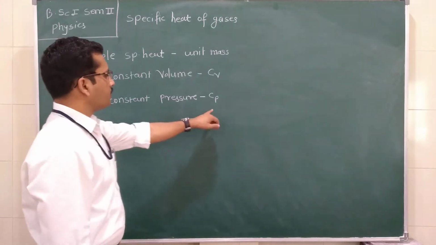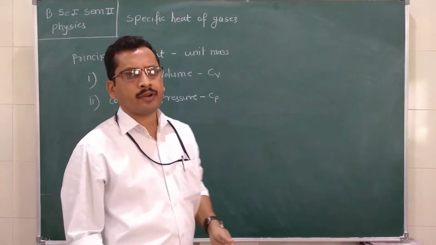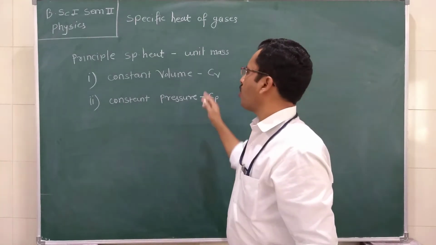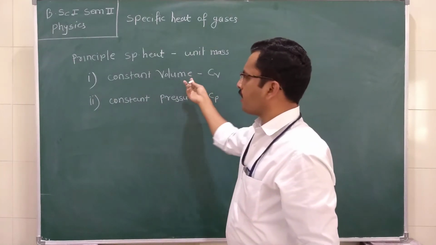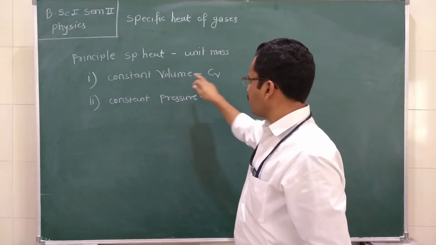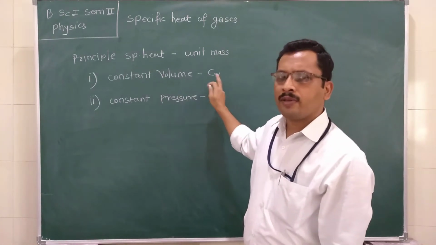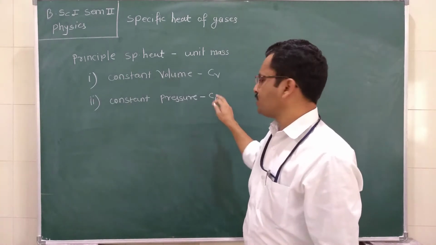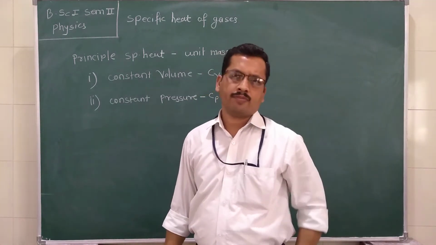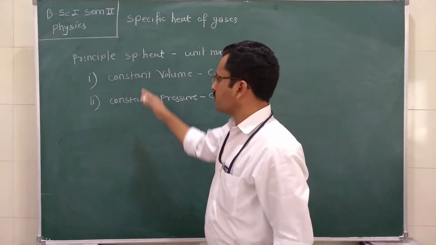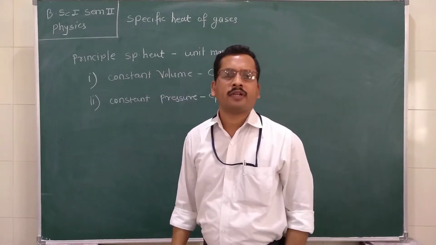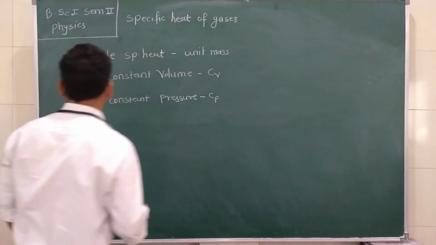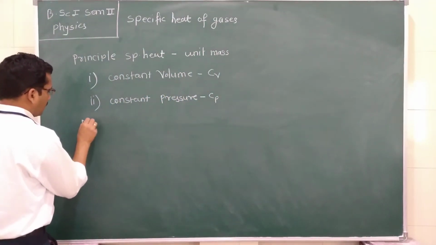So what do this P and V denote? They are nothing but the amount of heat required to raise the temperature of a unit mass of gas by 1 degree Celsius at constant volume. Keeping the volume constant, it is Cv, and at constant pressure it is equal to Cp. Okay, so this is called the principal specific heat. Now we are moving towards the second part of the specific heat, and that is nothing but the molar specific heat.